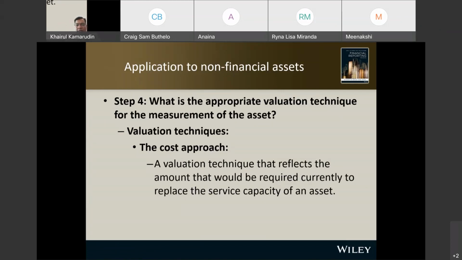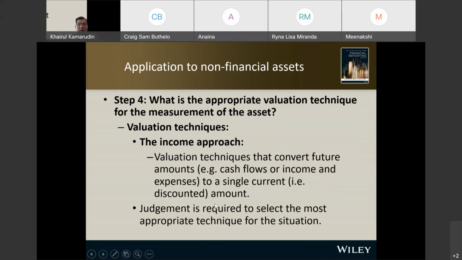It is a valuation technique that reflects the amount that would be required currently to replace the service capacity of the asset. If you want to buy the asset, how much do you need to pay? You want to replace your existing asset, how much do you need to pay? So that is what we call the cost approach. Another approach is the income approach.